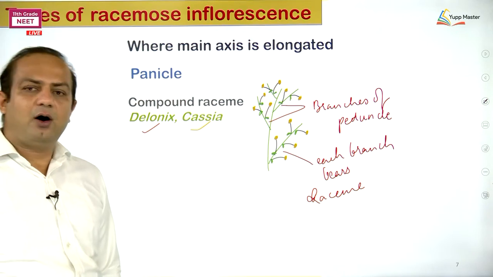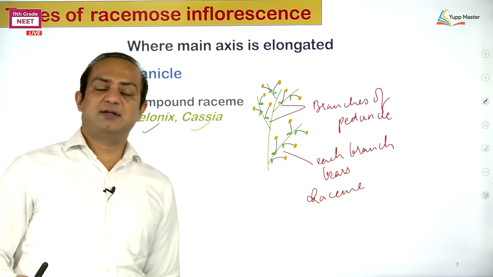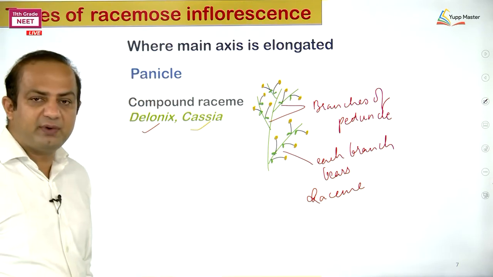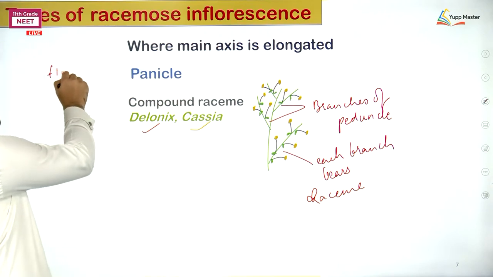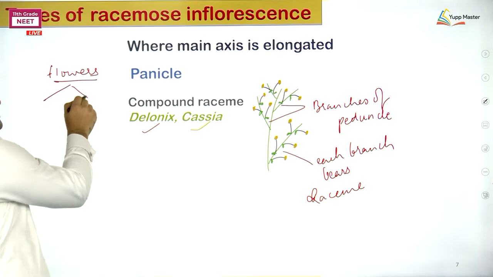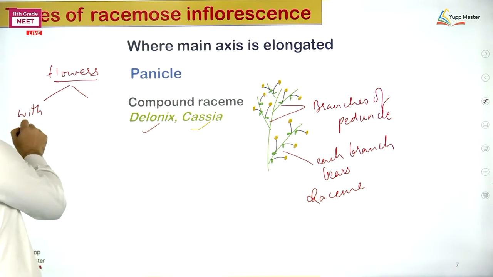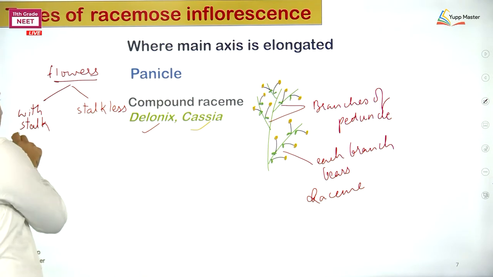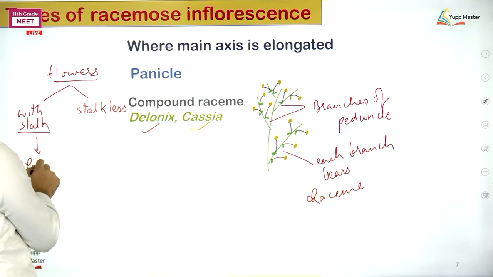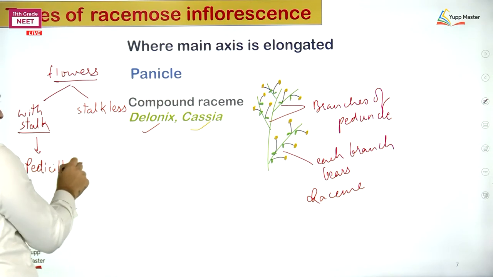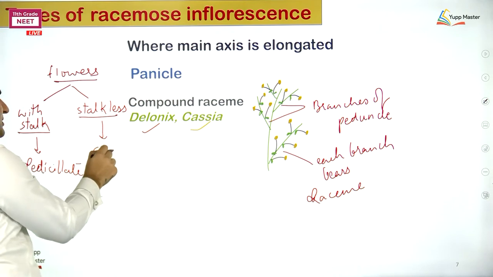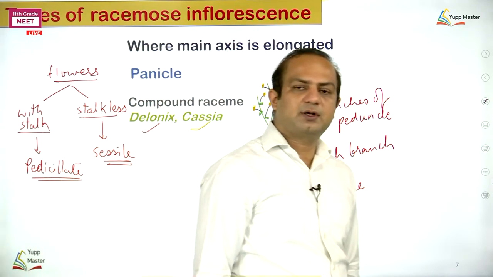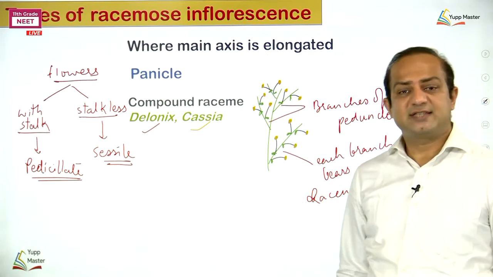Okay, next is almost like a raceme, but the flowers do not have their pedicel, meaning they are sessile. Remember this thing, I am going to mention the words. I am saying the flowers are of two kinds: flowers with stalk, flowers which are stalkless. Flowers with stalk are called pedicellate. Flowers which are stalkless are called sessile. Okay, stalked are pedicellate, stalkless are sessile.